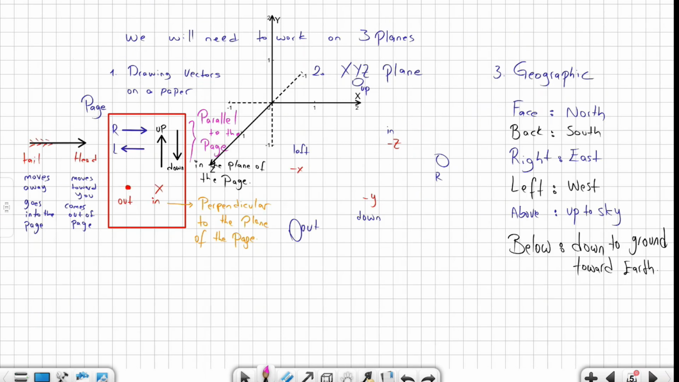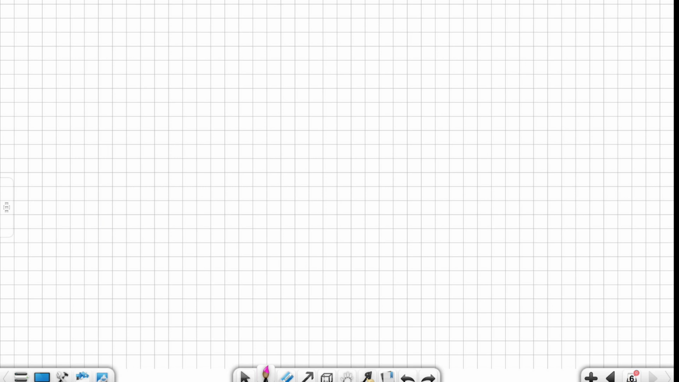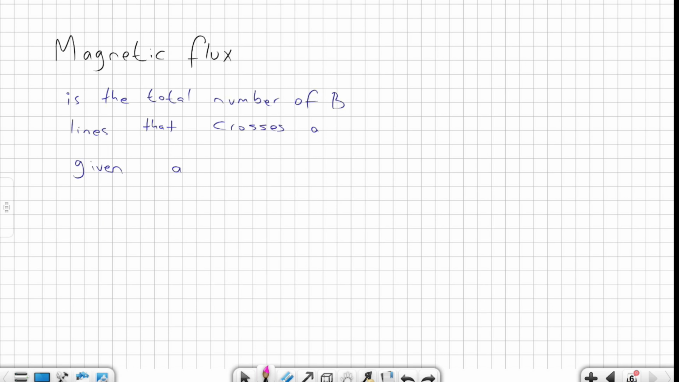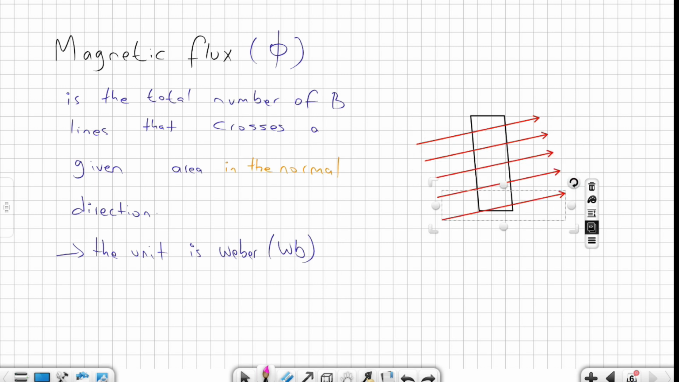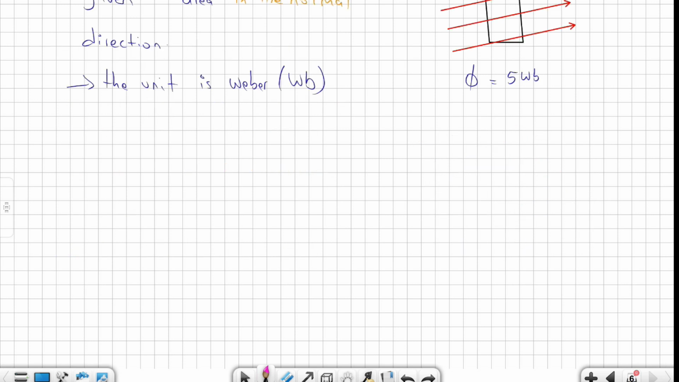The last topic in section 1 is magnetic flux. Magnetic flux is defined as the number of magnetic field lines that cross a given area in the normal direction. So this is important. The magnetic field lines must pass through the area perpendicularly in order to have a magnetic flux. And the unit of magnetic flux is the Weber, which is Wb. Let's have an area and some magnetic field lines. As you see in the picture, we have 5 magnetic field lines passing through the area. So we can say that the flux here is 5 Weber.